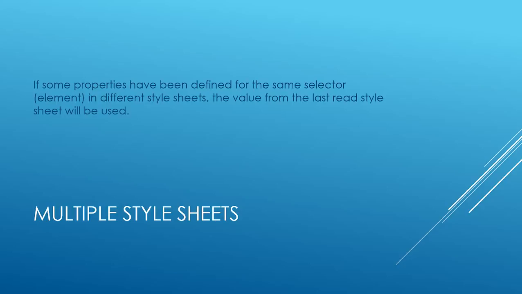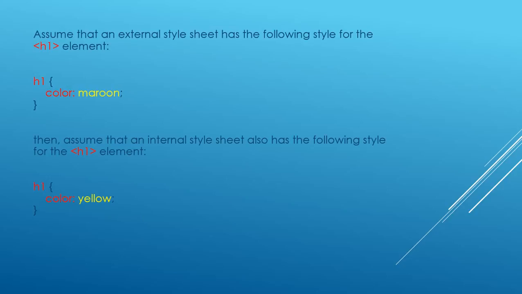If some properties have been defined for the same selector element in different style sheets, the value from the last read style sheet will be used. Assume that an external style sheet has the following style for the h1 element. Then, assume that an internal style sheet also has the following style for the h1 element.